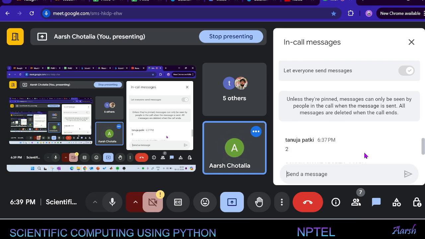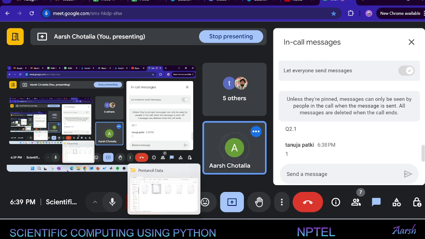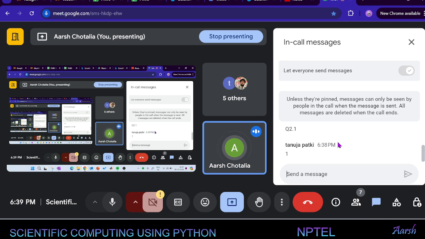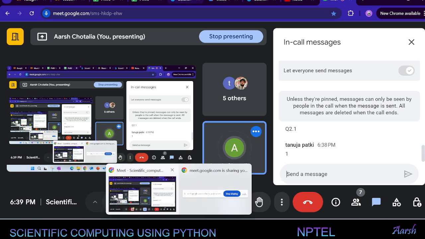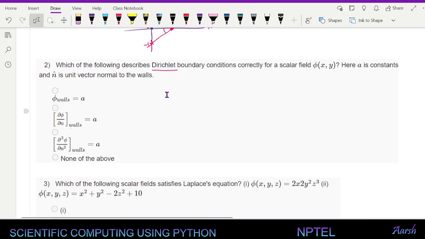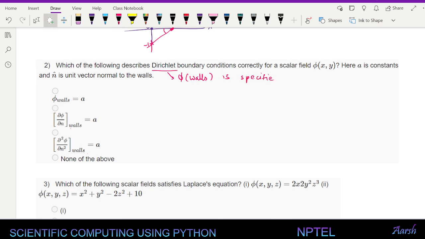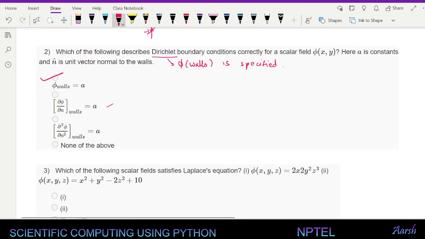Yes, 1, and 2 was for, I guess, the previous one. Yeah, x minus 1. Nice. Okay, so for this one we have 1 by Tanuja and Sovik, and that is in fact the correct one. Dirichlet is when phi of walls is specified. It need not be constant, okay? In this case it is, but it can be anything. And the derivative condition would be Neumann.